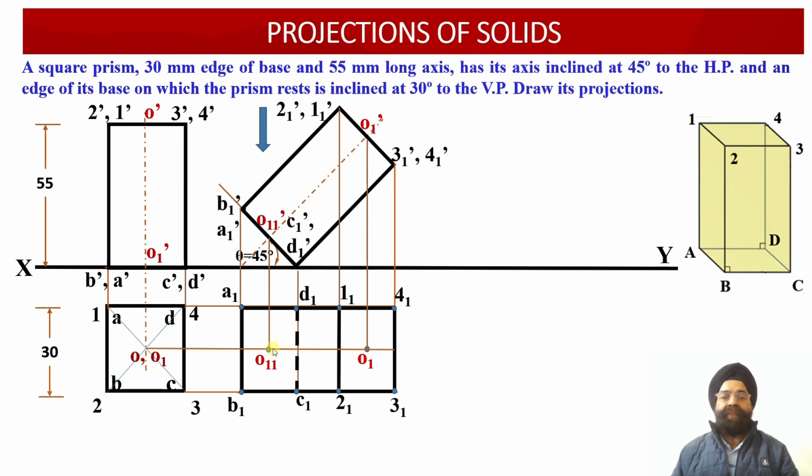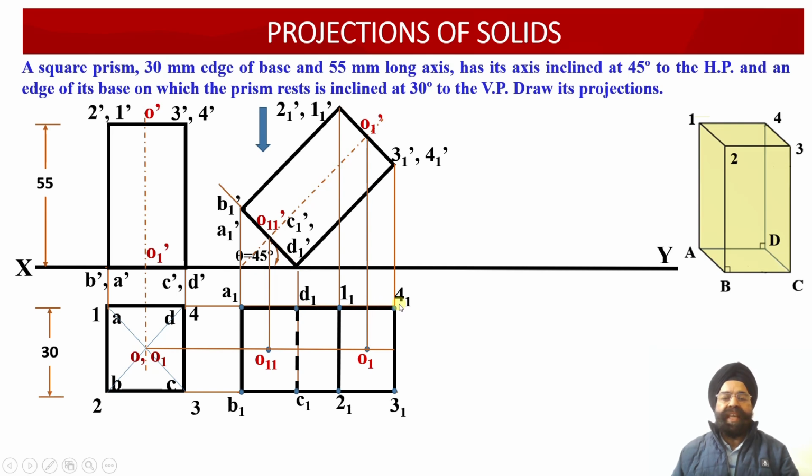Now we know which are the lines which we need to join. We need to join the base points A, B, C, D, A. We need to join the top face points 1, 2, 3, 4, 1. We also need to join A1, B2, C3 and D4.